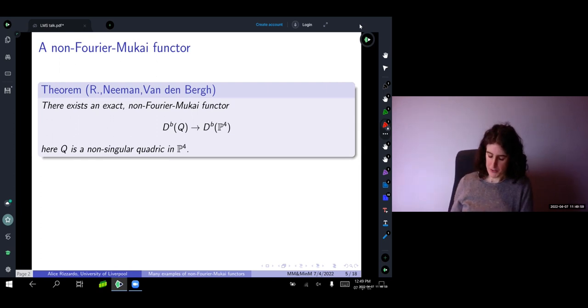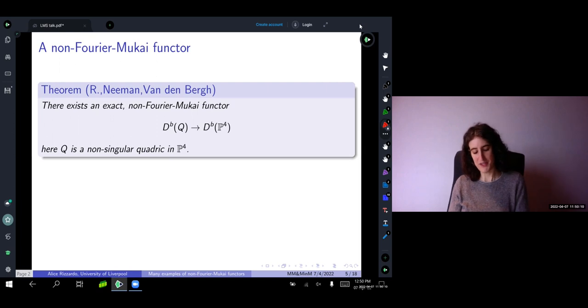I don't know if it's a remarkable result, but if you try to just write down a non-Fourier-Mukai functor, it's really hard, because when you write down a functor, it typically involves some kind of geometry, and all of the functors that you try to write down using some geometry turn out to be Fourier-Mukai functors.